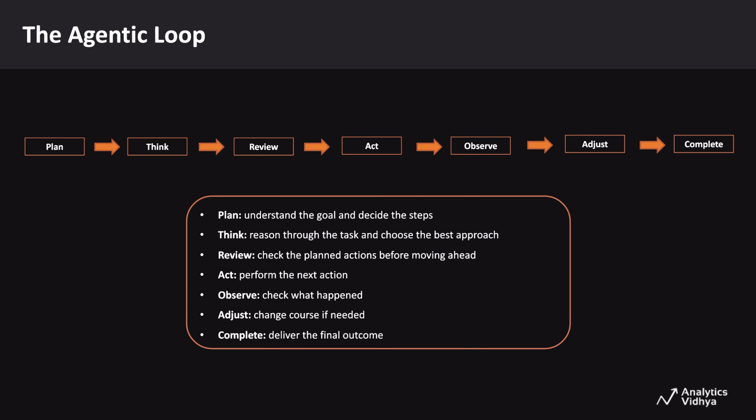This is where the agentic loop comes in. Co-work first plans the task, then thinks through the best way to approach it, and may also review the action sequence before moving ahead. After that, it acts, observes what happened, and adjusts if needed, and continues until the task is complete. That is what makes it feel more flexible than static automation. It is not just following a fixed path, it is reasoning, reviewing, and reacting as the task unfolds.